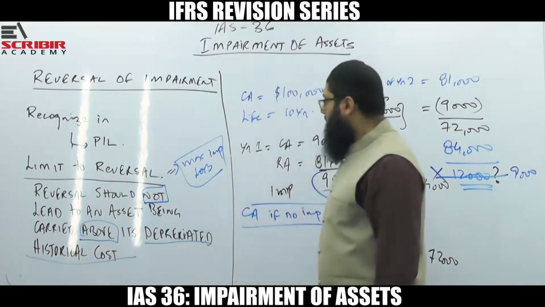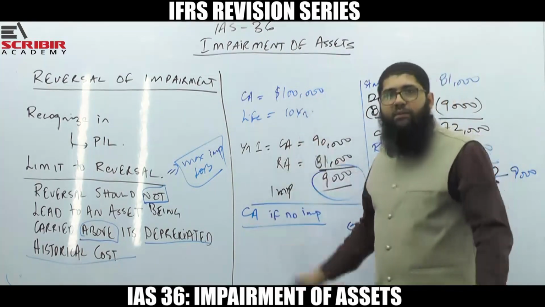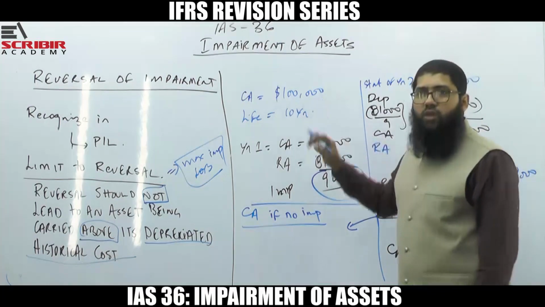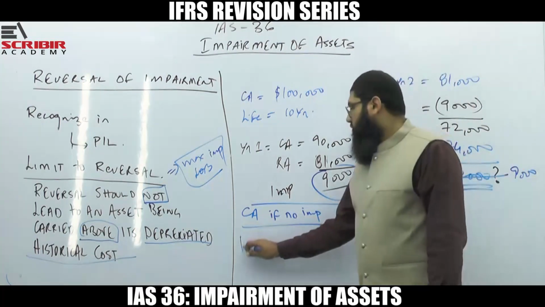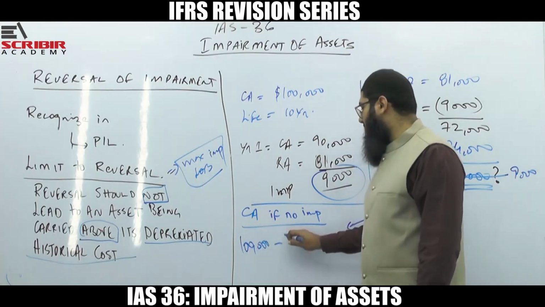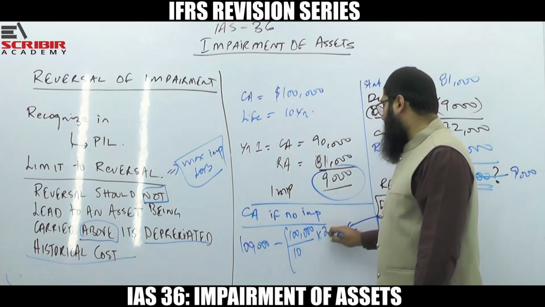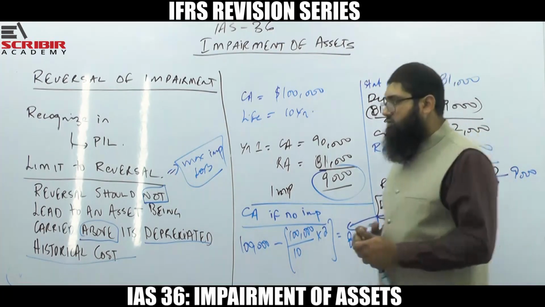How would you do it? You would simply do it this way. You would say, if this asset was normally depreciated and not impaired, I repeat, if this asset was normally depreciated and not impaired, what would have been the carrying amount? So you would say 100,000 is the cost less 100,000 divided by 10 multiplied by 2. So resultingly 80,000 is the depreciated historical cost.